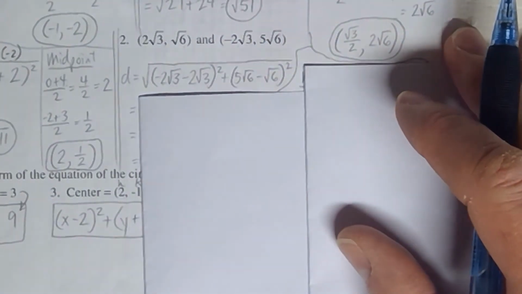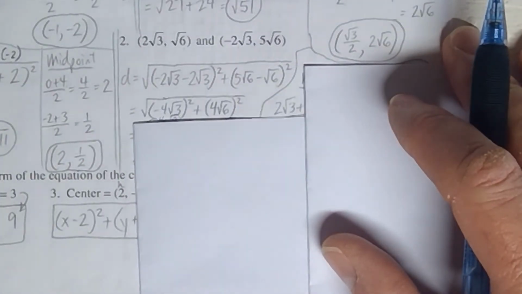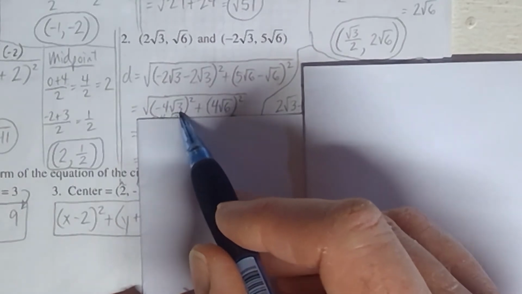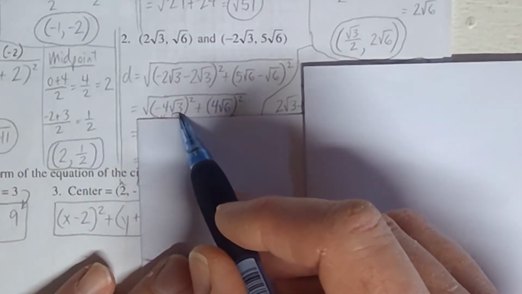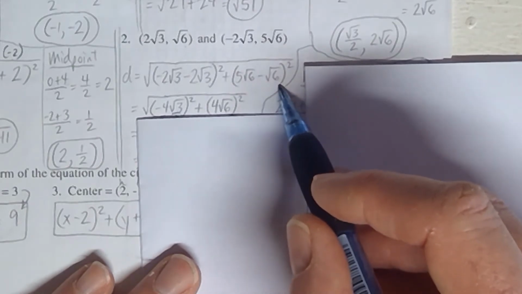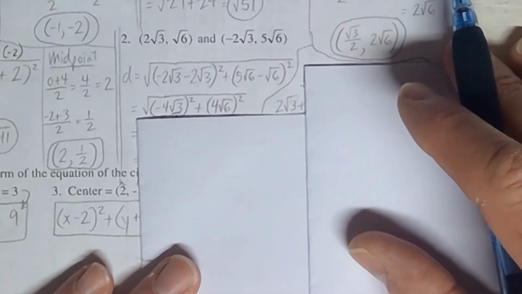We then do order of operations. That means what? That means to do negative 2 minus 2. The radical stays the same, so we get negative 4 radical 3. Here we got 5 minus 1 because the radicals are the same. 5 minus 1 gives you the 4, and then the radical stays the same. Okay.